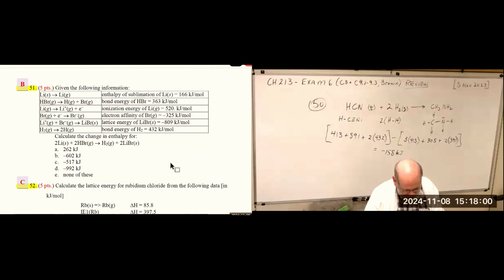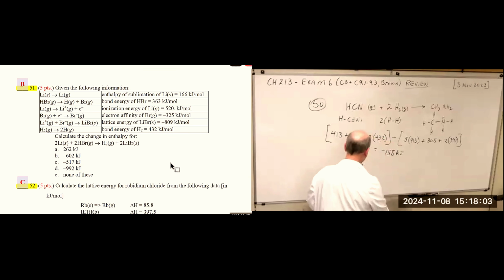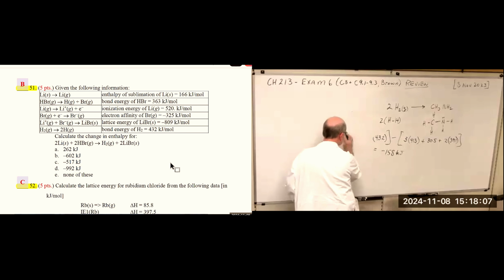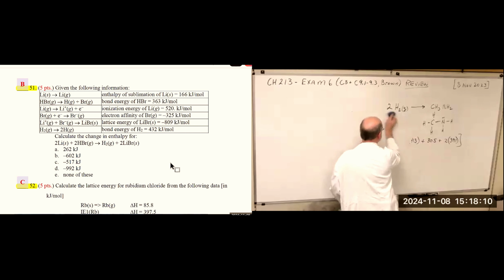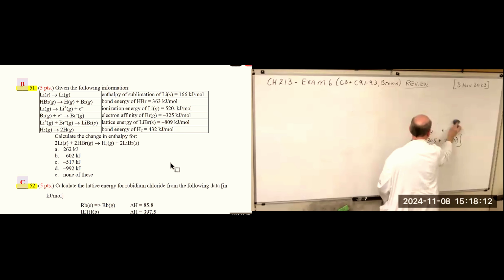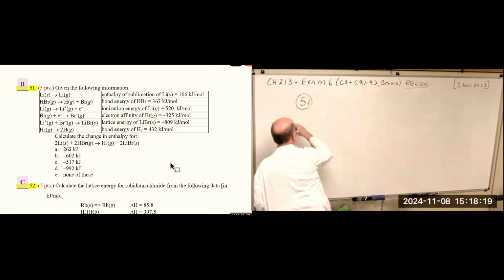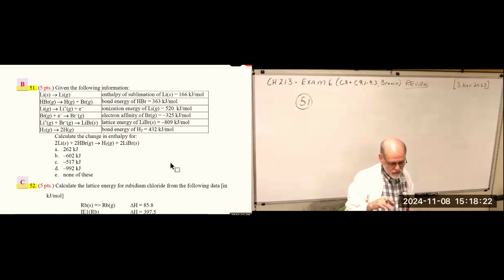Let's see. I was at 51. 51 and 52 are given together. They're the same type of problem. 51 actually gives you the reaction and the name of the reaction to use Hess's law to generate the target equation.